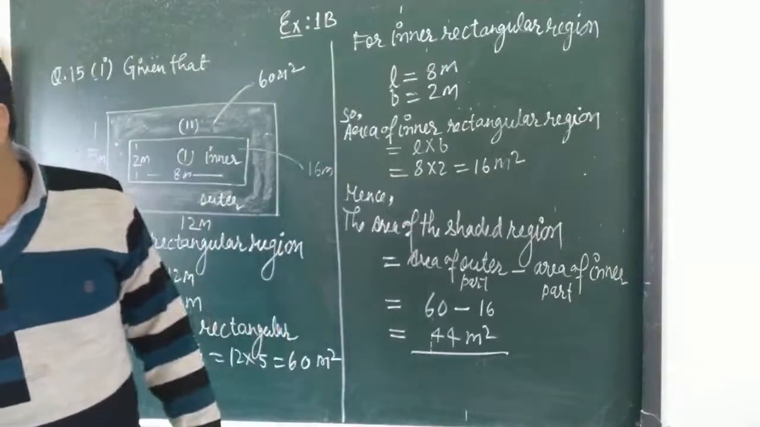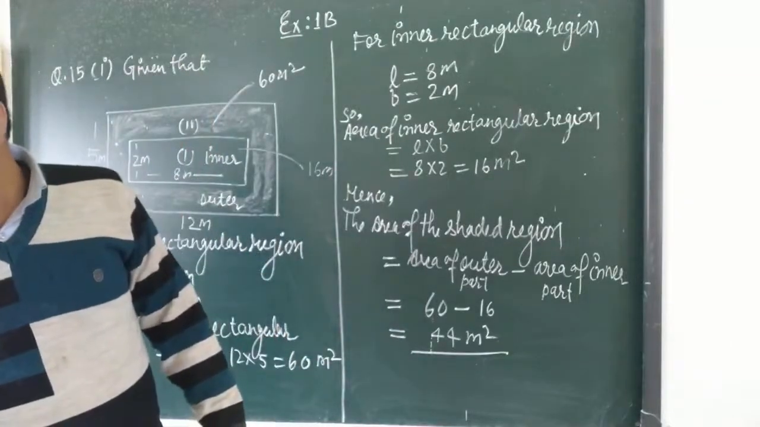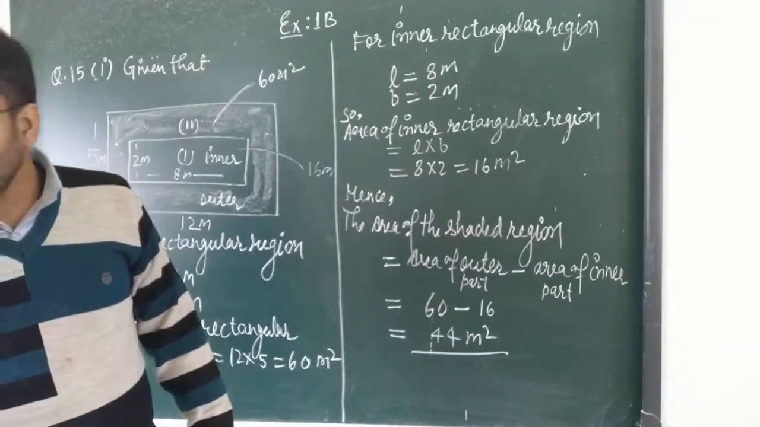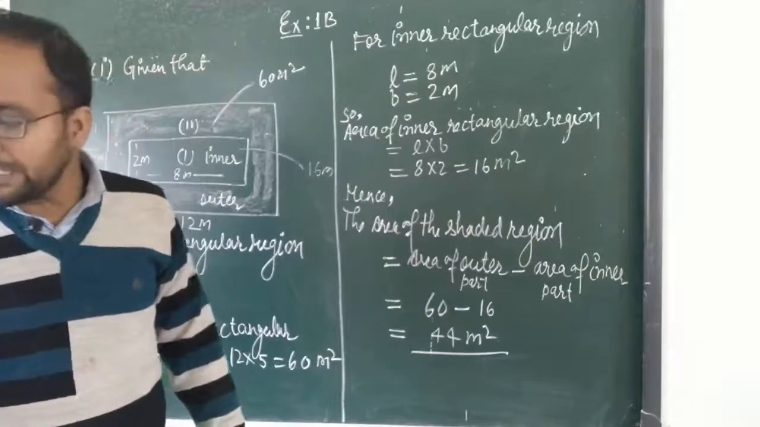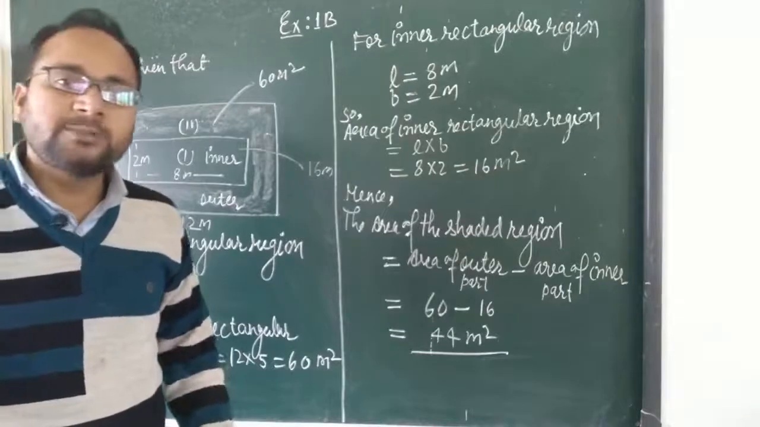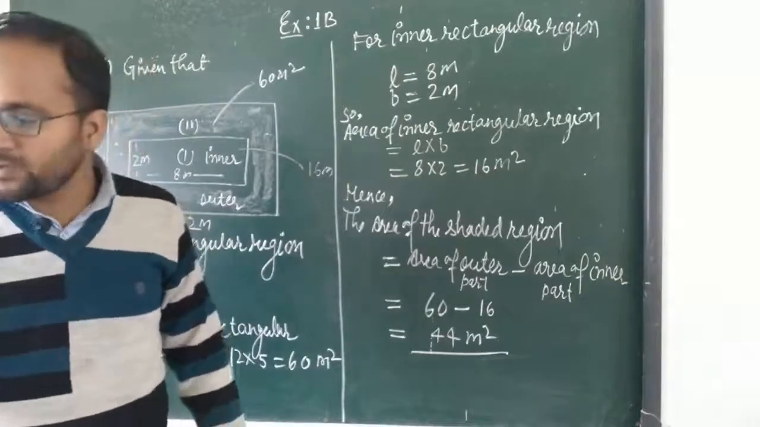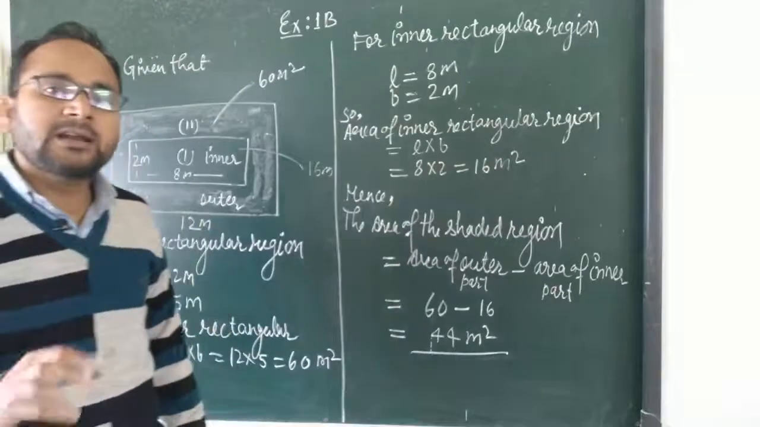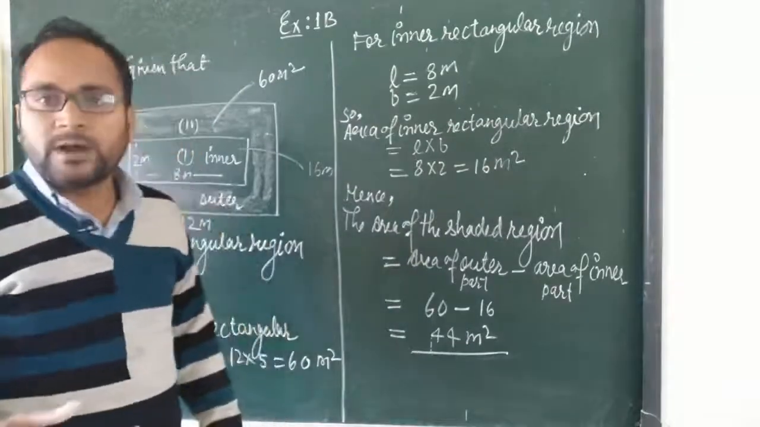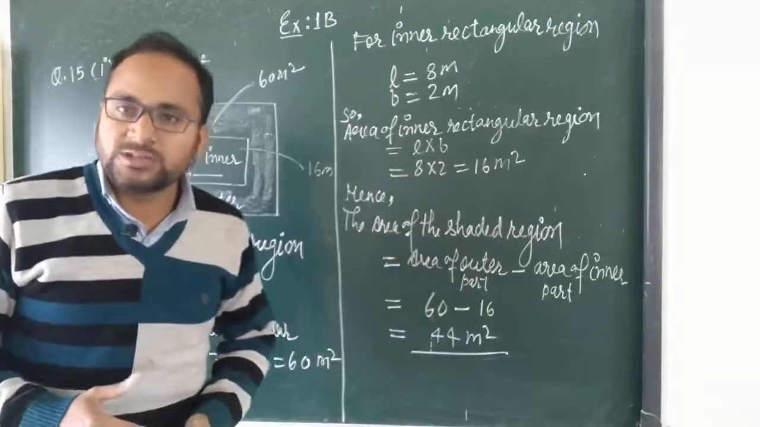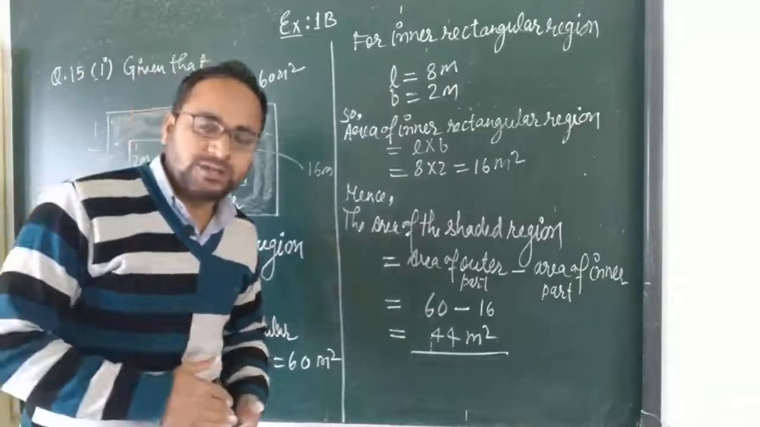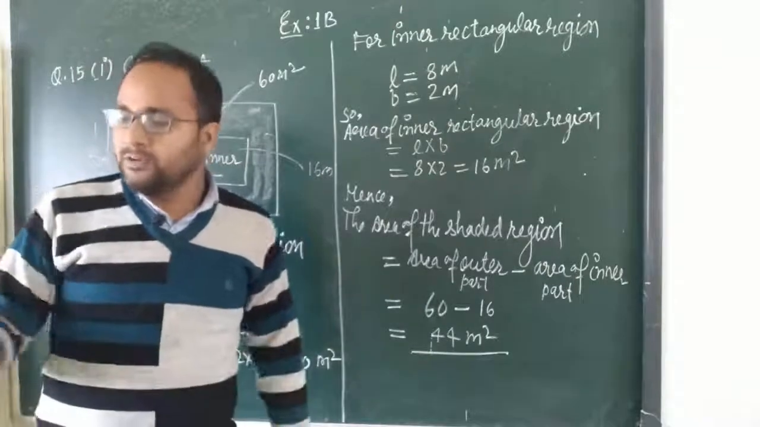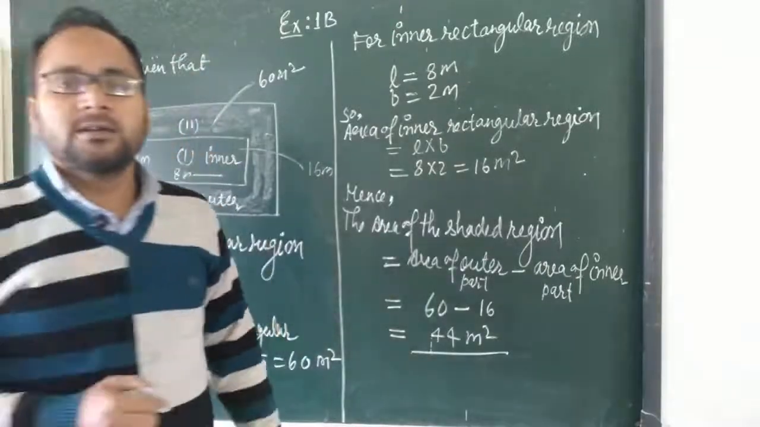Same as it is for the third figure, 15 third one. In this one the outer length and breadth are given. There is a 3 meter wide path which is the shaded region. You will subtract 2 times 3 from the length and 2 times 3 from the breadth, and you will get the inner length and breadth. Then you will find the area of the inner portion and the area of the outer region. From the outer portion you will subtract the inner portion. Then you will get the area of this shaded region, students.